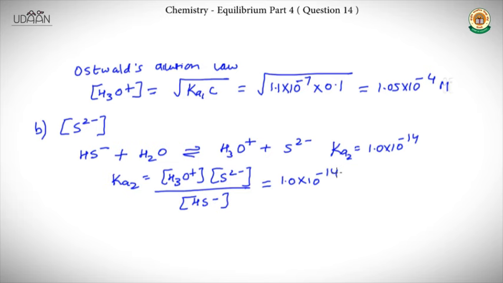Right. Now, the hydronium ion concentration we calculated in the last part is 1.05 into 10 raised to the power minus 4, because the amount of hydronium ions from the first reaction will dominate. Exactly. So it will be equal.